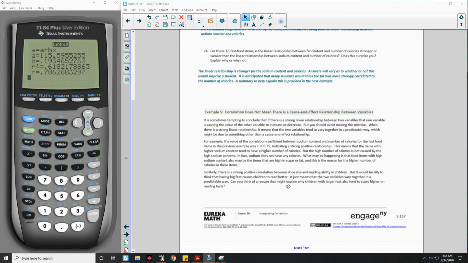Similarly, there is a strong positive correlation between shoe size and reading ability in children, but it would be silly to think that having big feet causes children to read better. It just means that the two variables vary together in a predictable way. Can you think of a reason that might explain why children with larger feet also tend to score higher on reading tests? Leave that to you.